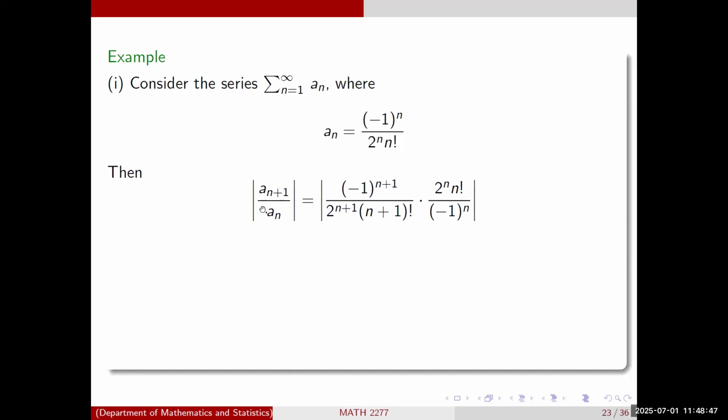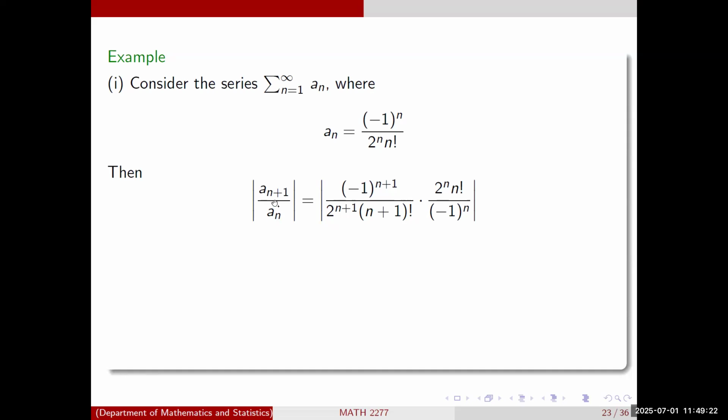Now the ratio test: I need to figure out the limit of the modulus of a_(n+1) over a_n. So first, work out the modulus of a_(n+1) over a_n. For a_(n+1), you look at a_n, and anywhere you see n, you substitute n+1. So this first part here is the (n+1) term. Then you divide by a_n, and they already told us what a_n is.